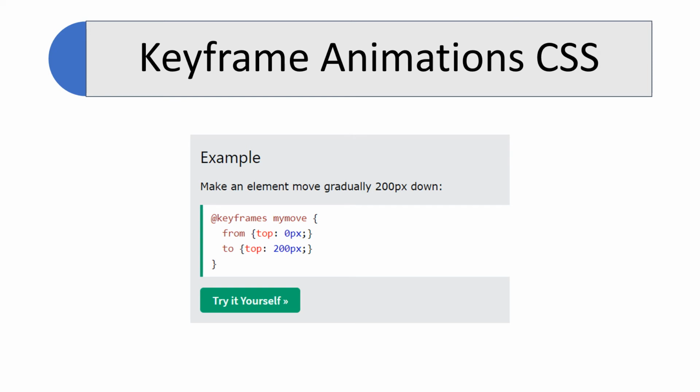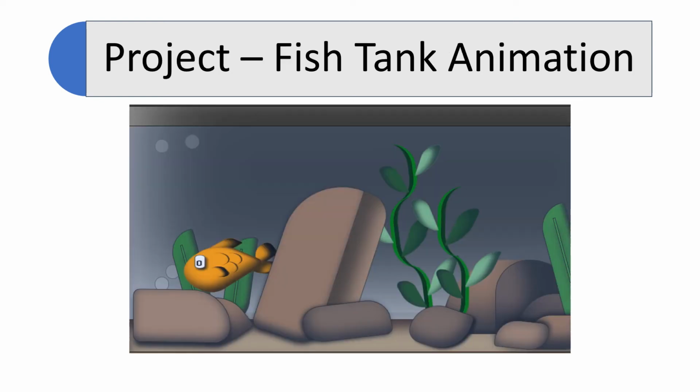Next, you will be given a project on fish tank animation, as discussed above in the syllabus. Here, you are seeing an example of fish tank animation. You will be provided a complete guide, or helpful tutorials regarding the animation project. But, this will be provided to you when you buy the 2D and CSS animation course.